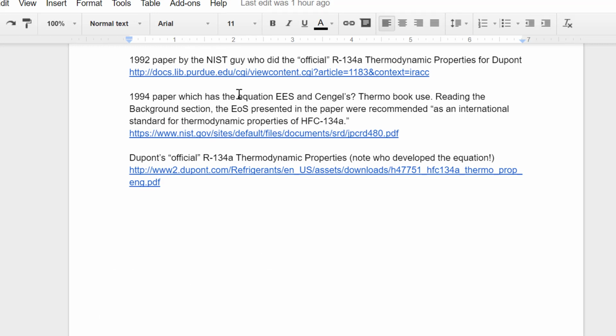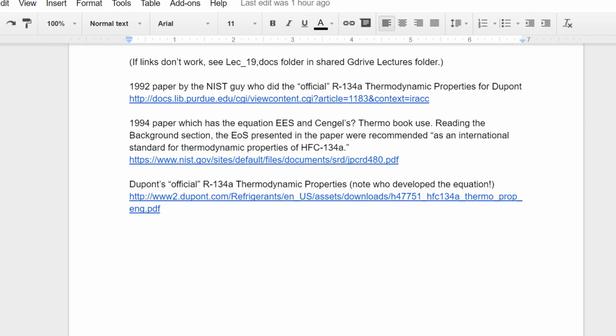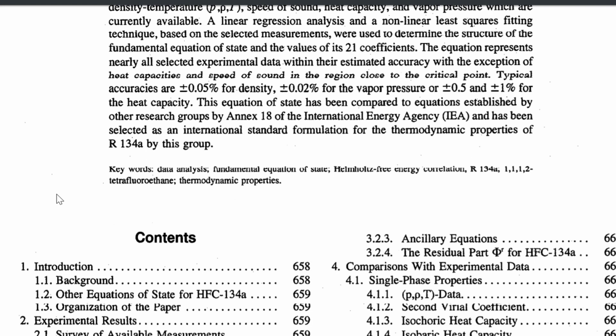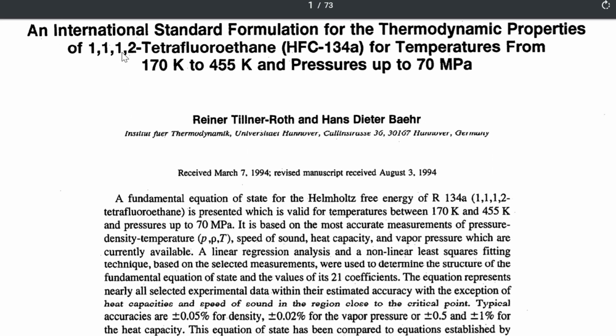There's a 1994 paper, which I'll show you next. That has the equation that EES and Cengel, the author of our fluids book, I believe, his thermo book, is using. Looking at the background section, the equation of state presented in the paper was recommended as an international standard for thermodynamic properties. So this is what the whole international standard should be, and this is that paper right here. I'll keep sliding ahead, sorry about that. An international standard formulation for R134A.